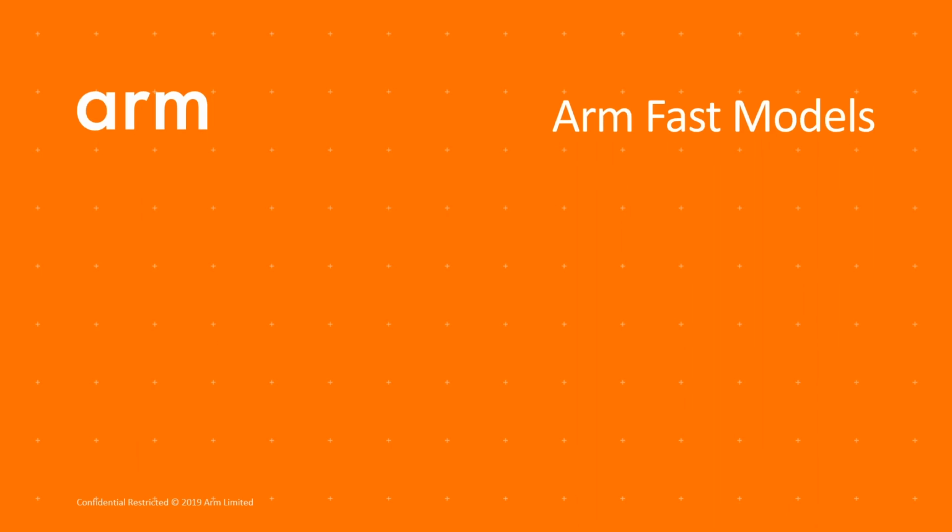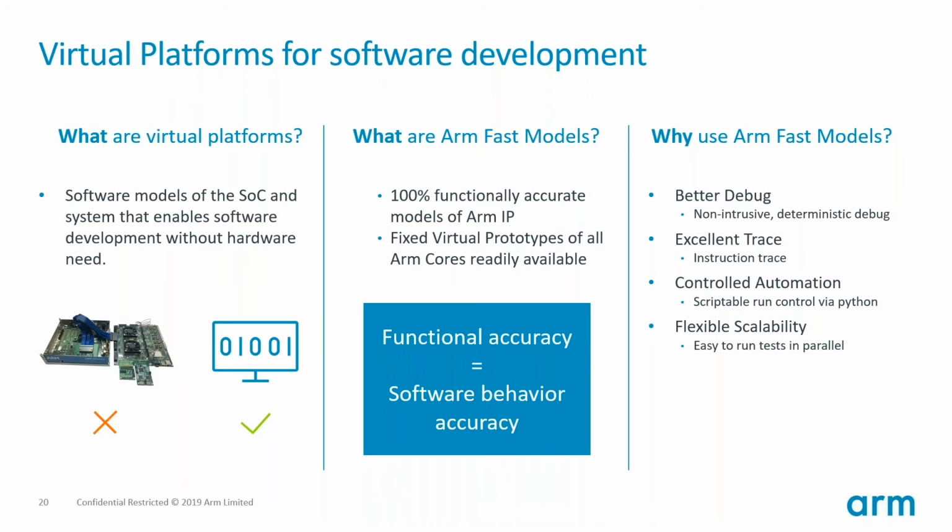Oftentimes, executing all tests based on the hardware targets can be a challenge. ARM Fast Models enable some of those tests to be executed on software-based models. The software-based models are often called virtual platforms or virtual prototypes. These are models of the system on chip that enable software development and debug without the need for hardware. ARM Fast Models are 100% behaviorally accurate to the ARM cores, meaning the software running on top of a Fast Model is expected to have the same result as when running on a hardware target.